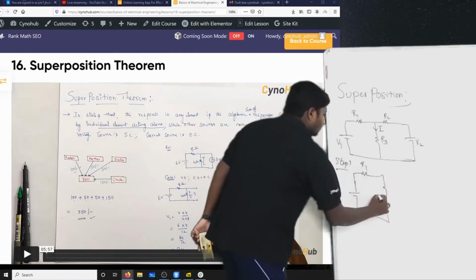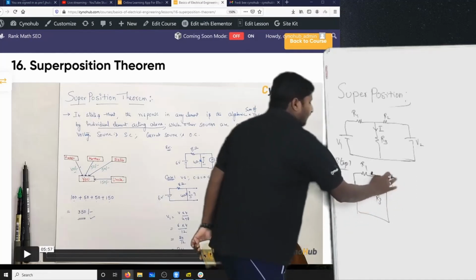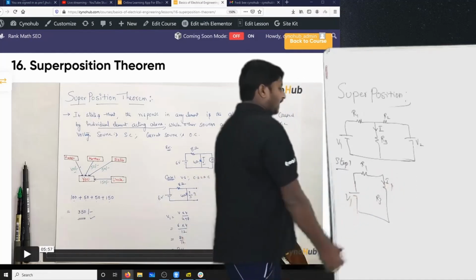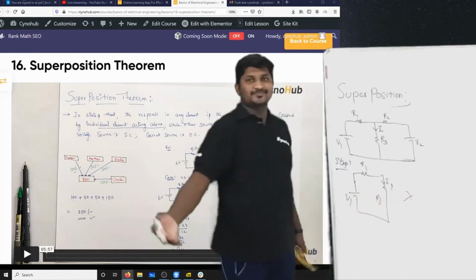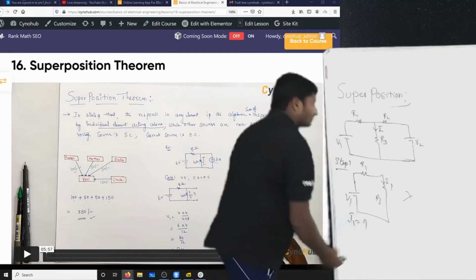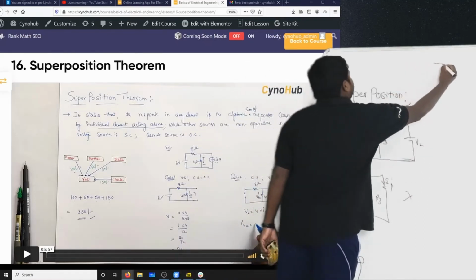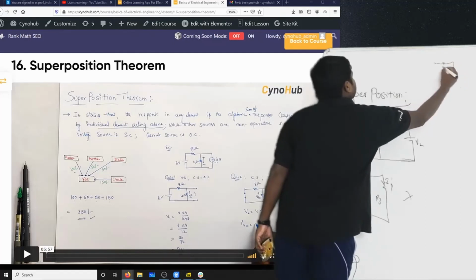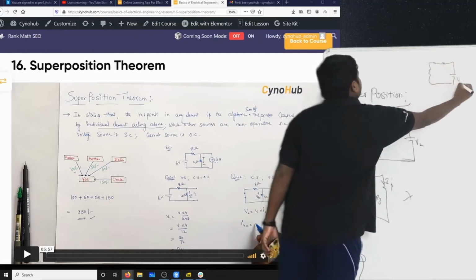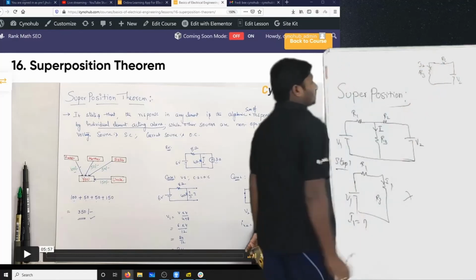Now this is R1 and this is R3, and I will calculate the I1 current and I will deactivate V2. So I will get I1 here. Likewise, in step 2, I will activate V2 and I will calculate I2.